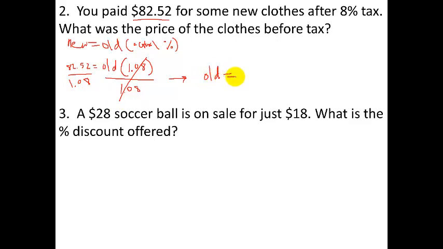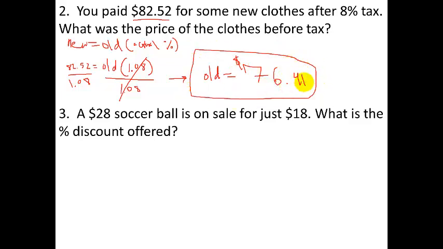And another thing you can do is just common sense wise, the price before tax has to be less. So if you accidentally get this upside down or something, you'll know because the price won't be less. Divided by, so I'm typing in my calculator, 82.52 divided by 1.08, and I obtain $76.41. So the price before tax, $76.41. After tax, it went up to $82.52. So this common sense makes sense because this price went up after tax.